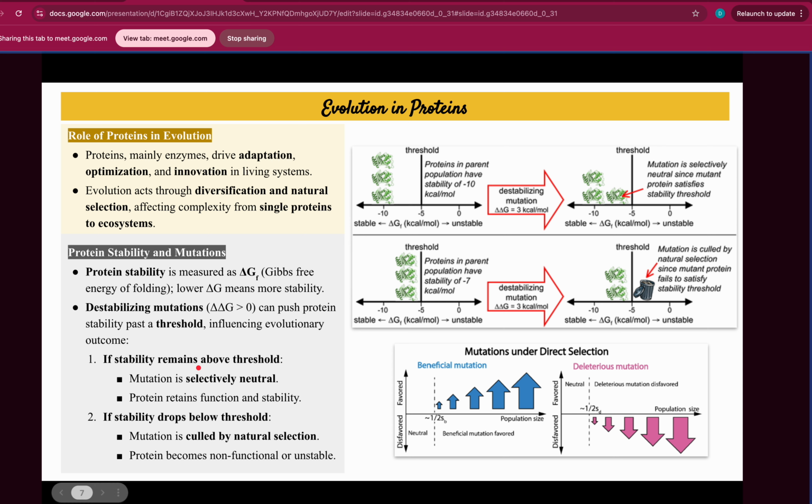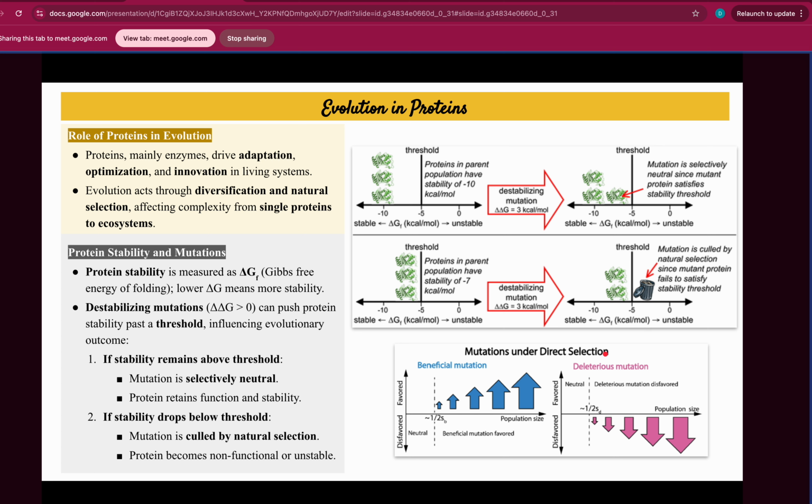So if stability remains above threshold, the mutation is selectively neutral. The protein retains its function and stability. And if stability drops below the threshold, if it moves towards here and the threshold value is not met, then in such scenarios this mutation is removed by nature and the protein will become non-functional or unstable. So in such scenarios, an unstable or non-functional protein is not kept with time, it is lost throughout evolution.